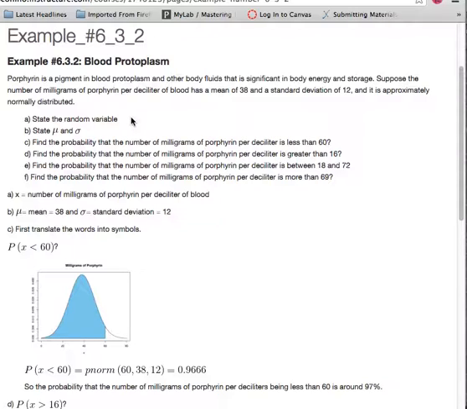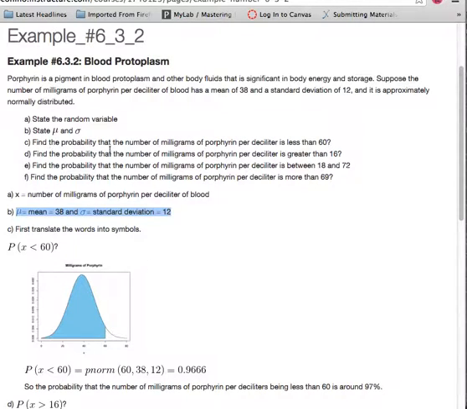So the first thing we do on every problem is we state the random variable. This is what we measured. So they measured the number of milligrams of porphyrin per deciliter of blood. So that would be my random variable. We usually use x for a variable, so I call it x. Then state the mean and the standard deviation. So the mean is 38, it says in the problem, and the standard deviation is 12.